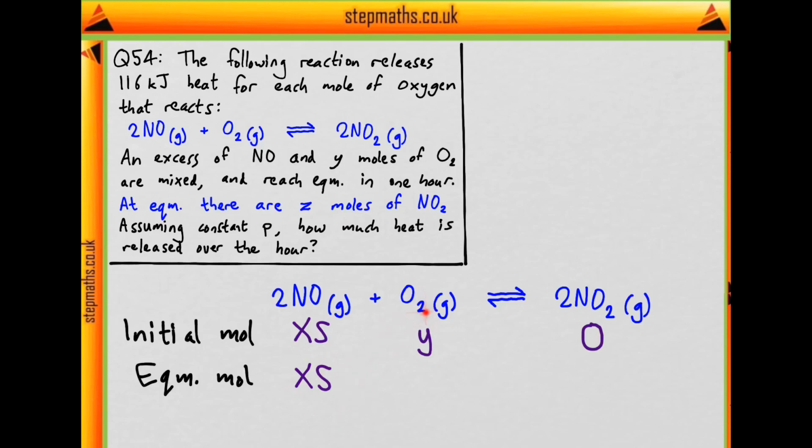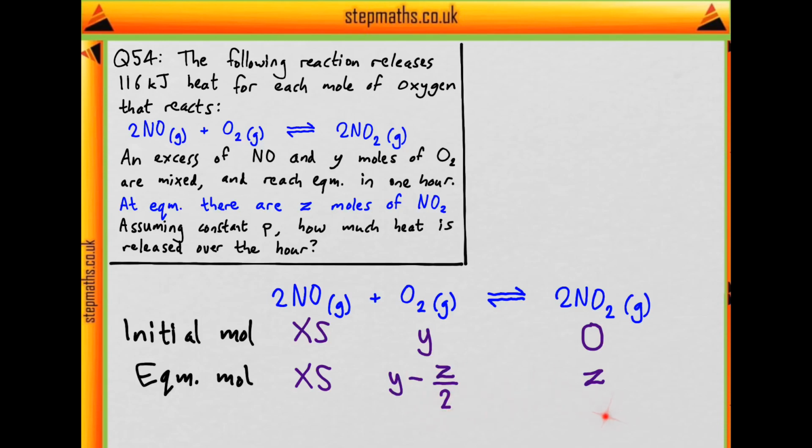How much oxygen will we have? Well, that depends on the nitrogen dioxide that we formed. So we're told that there are Z moles of NO2 at equilibrium. So how many moles of oxygen does that leave? Well, we started with Y. We produced Z NO2s. So what does that leave oxygen? So the coefficient 2 means that we produce twice as much NO2 as the oxygen that we use. So that means it's not Y minus Z, but it's Y minus half Z.